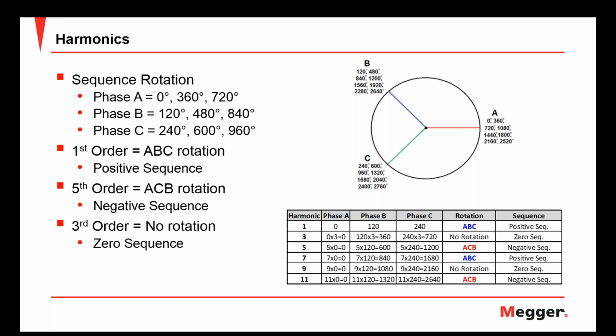If I look at my third order harmonic, 3 times 0 is 0, 3 times 120 is 360, 3 times 240 is 720. I have 0, 360, and 720. They're all A. I have no rotation, so it's a zero sequence. So this is what we mean by positive sequence, negative sequence, and zero sequence.